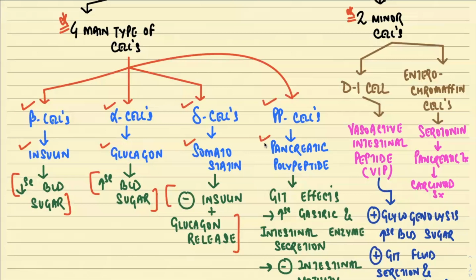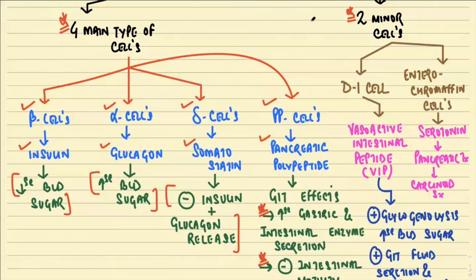Then we have pancreatic polypeptide cells, called the PP cells, which secrete the pancreatic polypeptide. What is the function of the pancreatic polypeptide? Basically, they have an effect on the gastrointestinal tract. They increase the gastric and intestinal enzyme secretion, and they also inhibit intestinal motility. So these are the 2 important functions of the PP cells. The 4 main types of cells in the endocrine pancreas are the beta cells, alpha cells, delta cells, and PP cells, which secrete insulin, glucagon, somatostatin, and pancreatic polypeptide respectively.